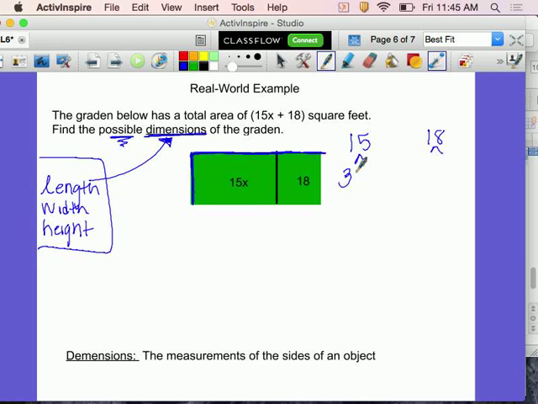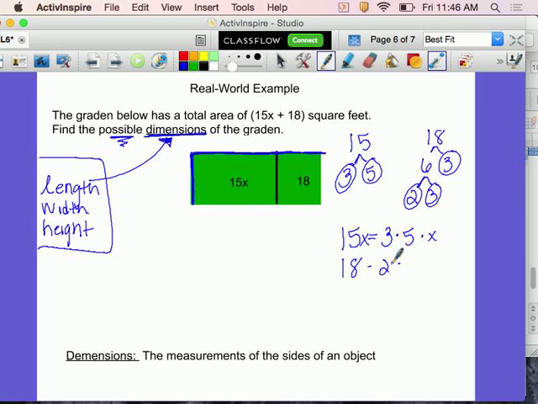15 is 3 times 5, and those are both prime. 18 is 6 times 3. 3 is prime, 6 is 2 and 3. Okay, so 15x is 3 times 5 times x. And 18 is really 2 times 3 times 3. You get that? Yep. Okay, so what do they have in common?